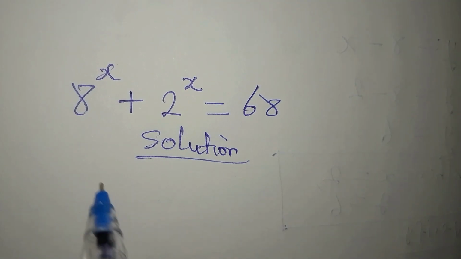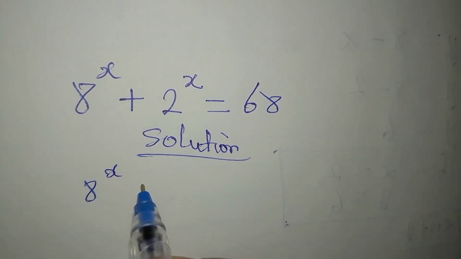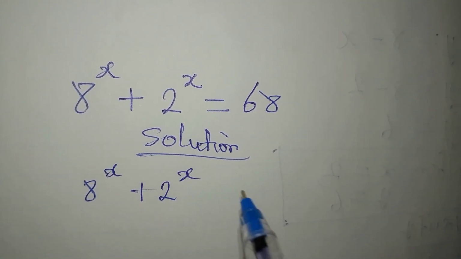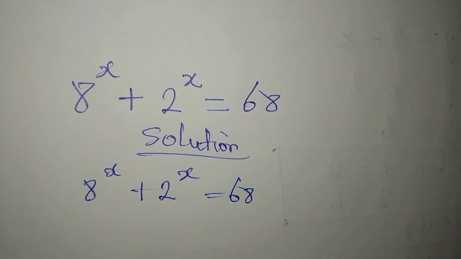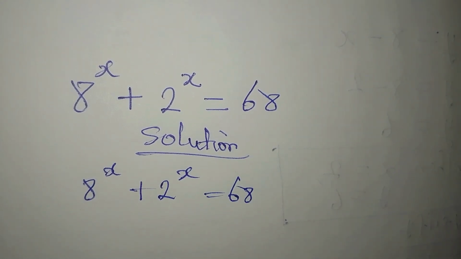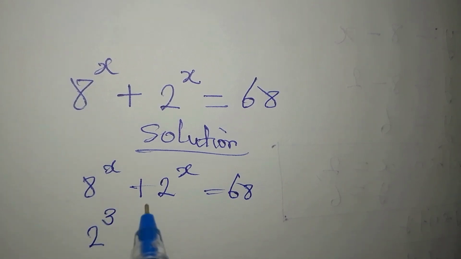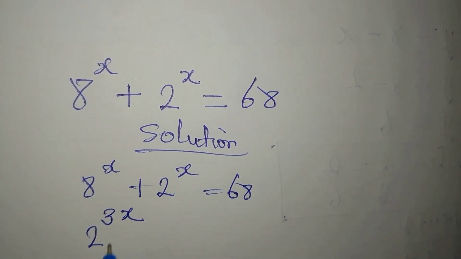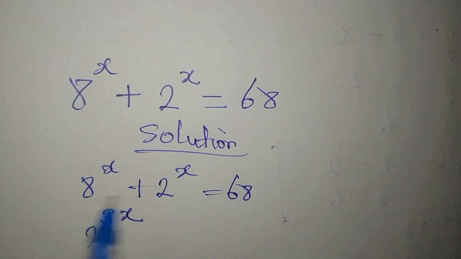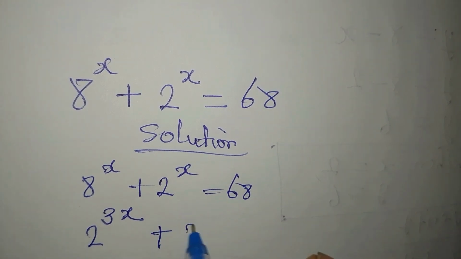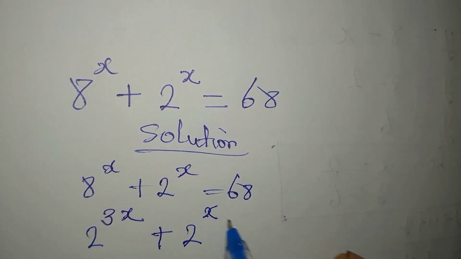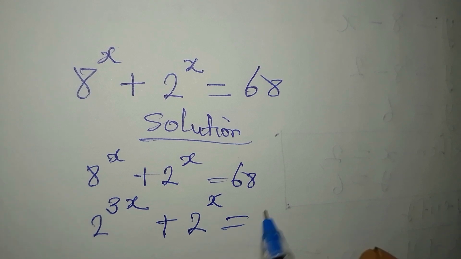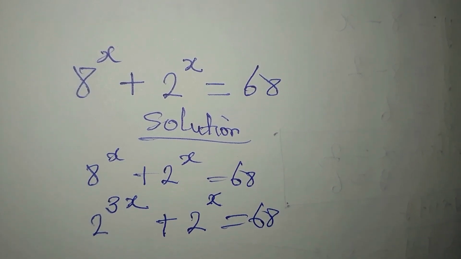Let's provide the solution to 8 to the power of x plus 2 to the power of x equals 68. Okay, so our first target is to break this 8 into simpler form. So we have 2 to the power of 3, then multiply by x, because 2 to the power of 3 will give us 8. Now we have 2 to the power of x to be equal to 68.